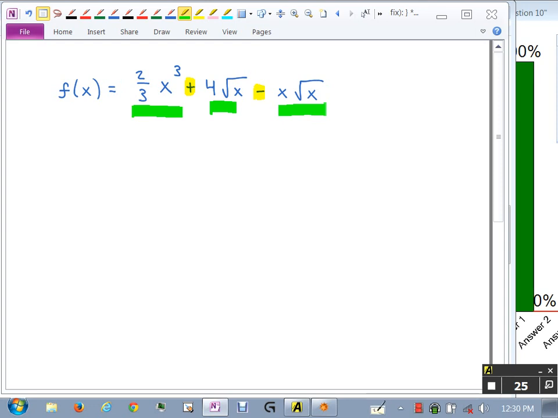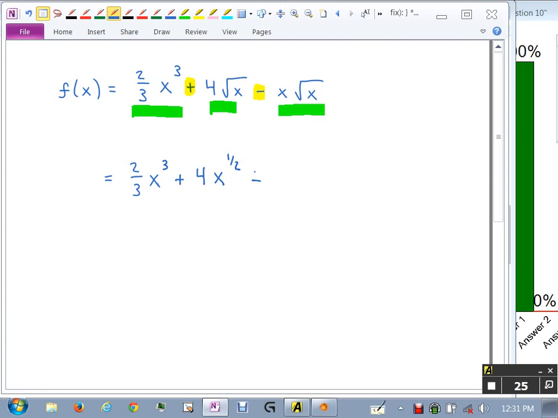We have addition, subtraction. Further, each one of these 3 terms can be represented as x to a power. Every one of them can be rewritten as x to a power. If we can do that, we can use the power rule, right? So let's try and rewrite all of these as x to a power before I take an antiderivative. The first one, 2/3 x to the third, there's nothing to do there. That already has a power on x. I'm happy. Plus 4 now, square root of x is x to what power? 1/2.